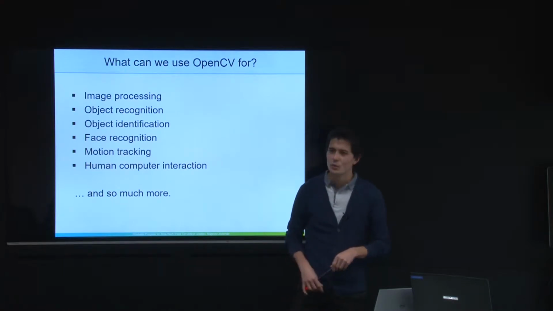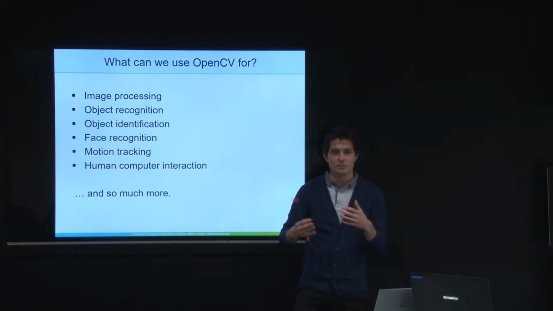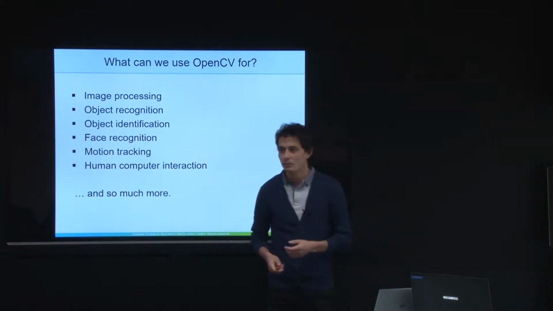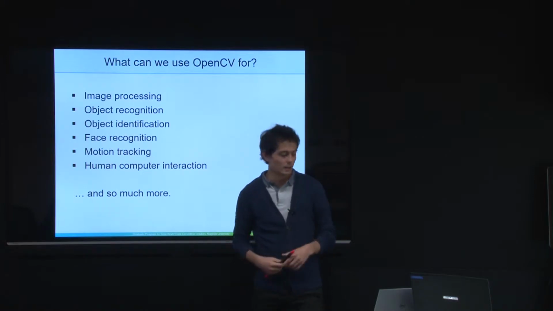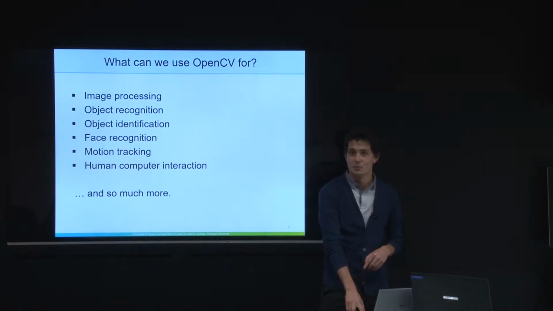Human-computer interaction, so like gesture recognition, recognizing when someone's waving and then having a system which can recognize that and react accordingly. And there's just anything you can imagine that you want to do with a camera connected to a computer, OpenCV will help you. There's no two ways about it.